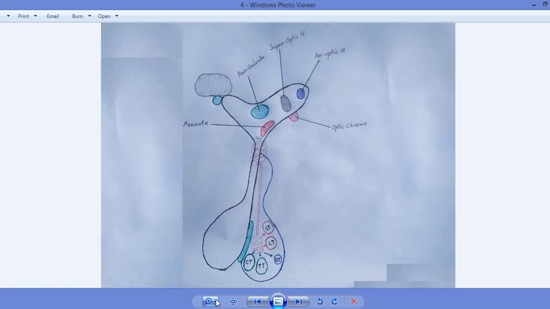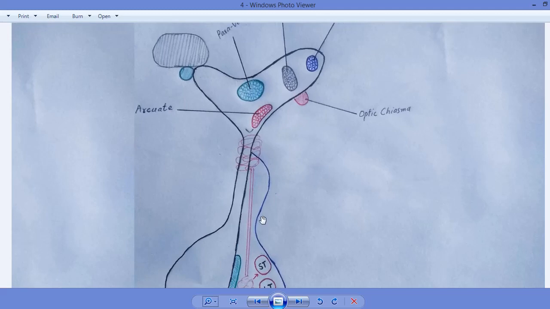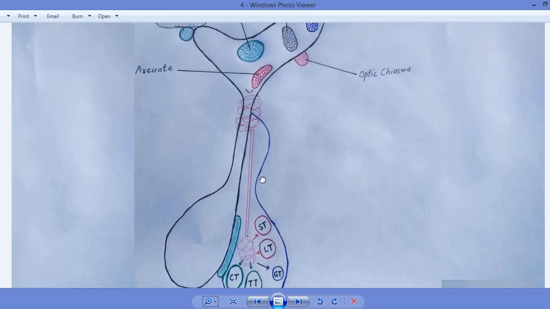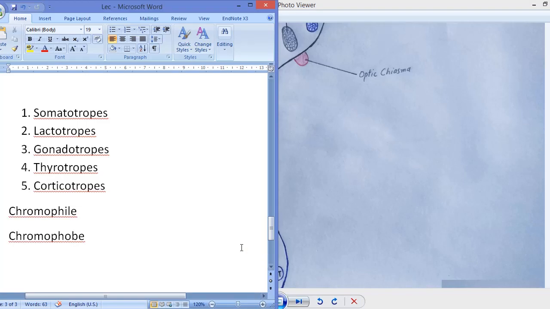There is a portal system through which these nuclei supervise these cells. This is the portal system. This is a vein, and this is a bunch of capillaries, and this is another bunch of capillaries. This bunch of capillaries, this vein, and this bunch of capillaries are combinedly known as the hypothalamo-hypophyseal portal system.